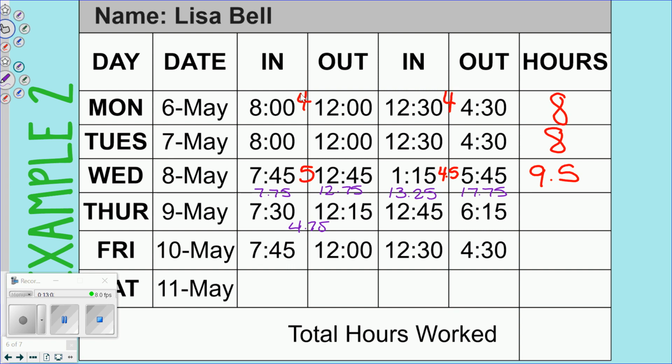12:45 to 6:15, so 12:45, 1:45, 2:45, 3:45, 4:45, 5:45. How far is it from 45 to 15? That's 30 minutes, so 5.5. So we can go ahead and add those together. So 10.25.